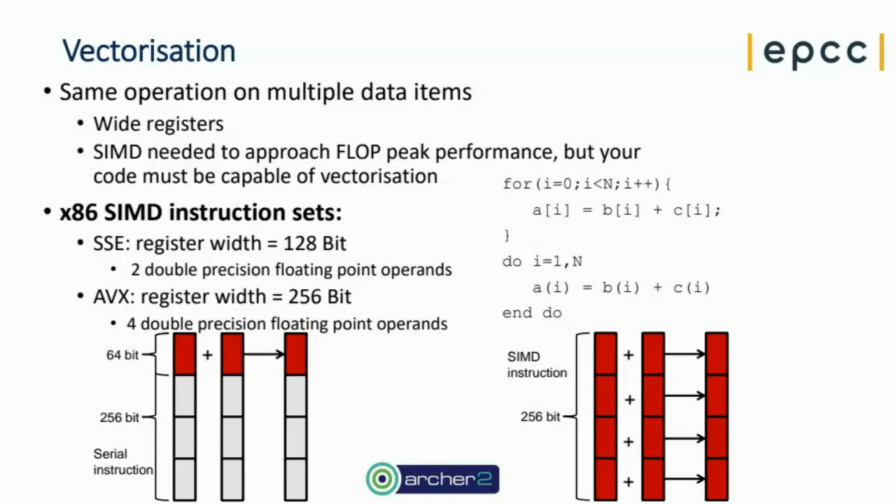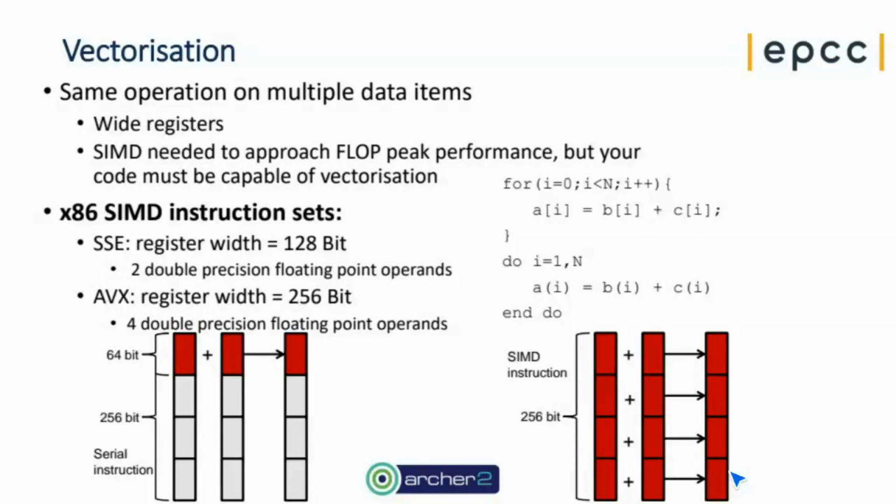So in terms of x86 SIMD instruction sets, the old ones, SSE, have 128-bit registers, and AVX has 256-bit registers. A normal serial instruction would take just a single 64-bit floating point value, add that to another one and produce a single 64-bit result. Whereas a SIMD instruction can take, say, 4 double precision words and add those to 4 corresponding double precision words and produce 4 outputs, and this is all done in a single instruction, with those adds executed in parallel in the hardware.